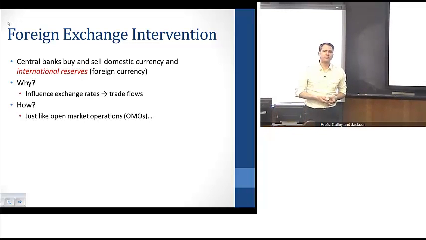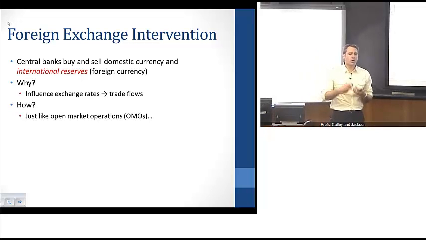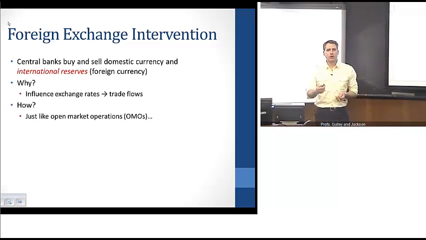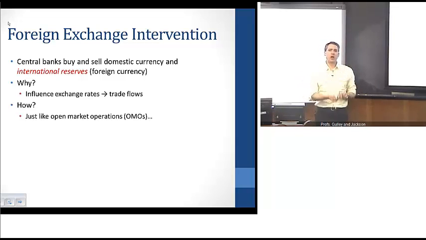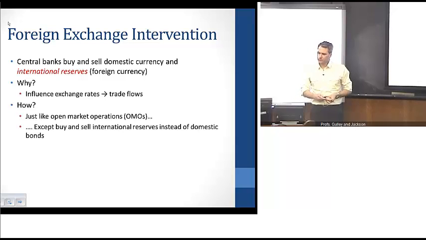And so, as I mentioned, the mechanics of how central banks do this are a lot like open market operations. The central banks are going to be buying or selling, but in this case, they're going to be buying or selling international reserves or foreign currency, the holdings that they have of foreign currency. More generally, central banks around the whole world hold sums of all different kinds of foreign currency as part of the assets that they hold on their balance sheet, specifically in many cases in order to more frequently intervene in foreign exchange markets.